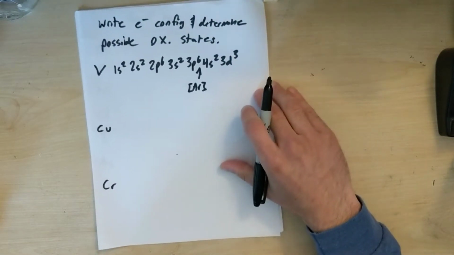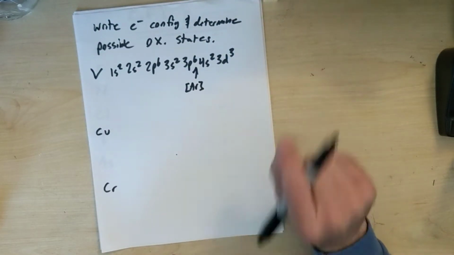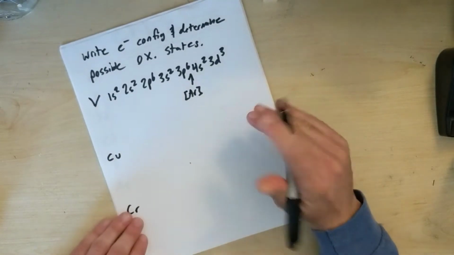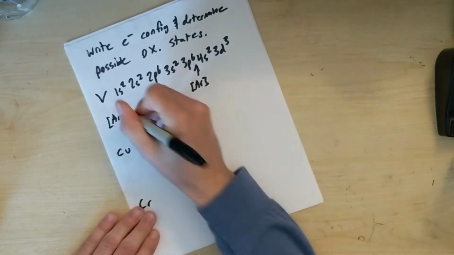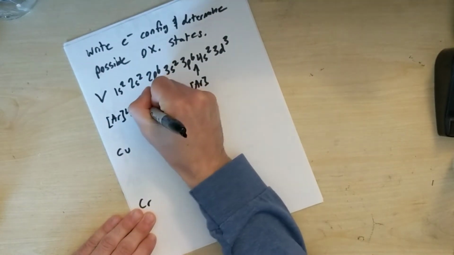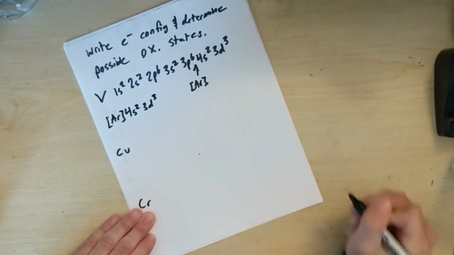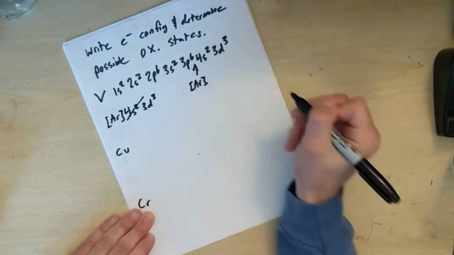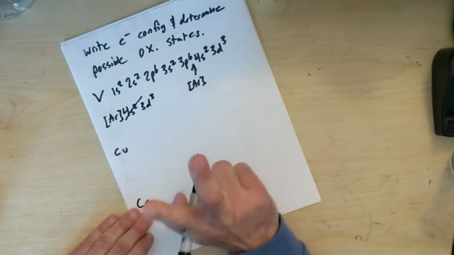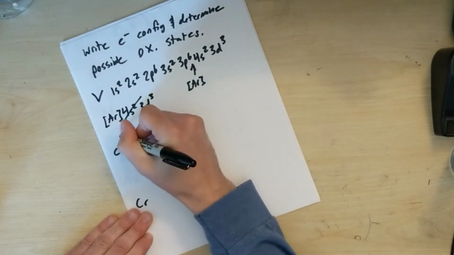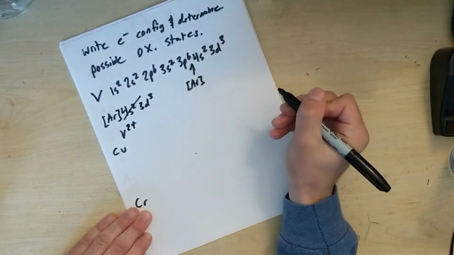So we can think about this as removing electrons by orbital. Okay, so if we remove a 4s2, and I'm just going to write this in the NLX form here, 4s2, 3d3. If we remove that 4s2, then we end up with just 3d3. We're now deficient 2 electrons. That means that vanadium can have a +2 charge.